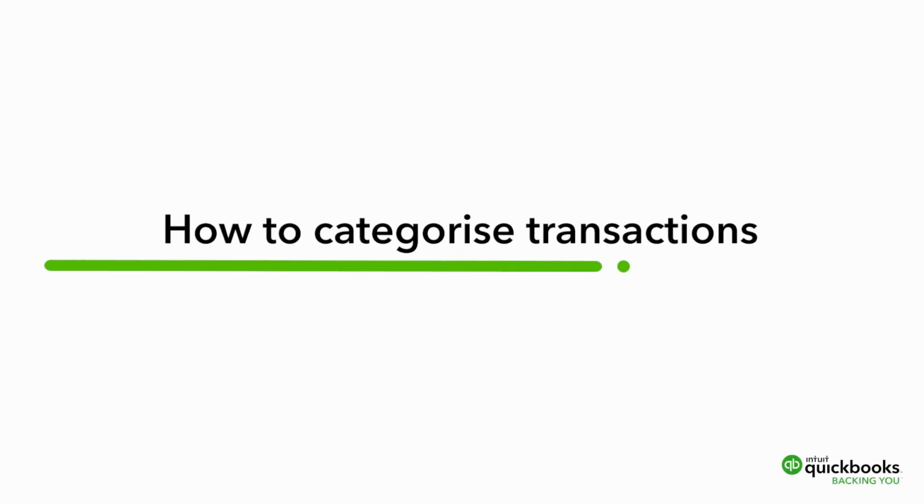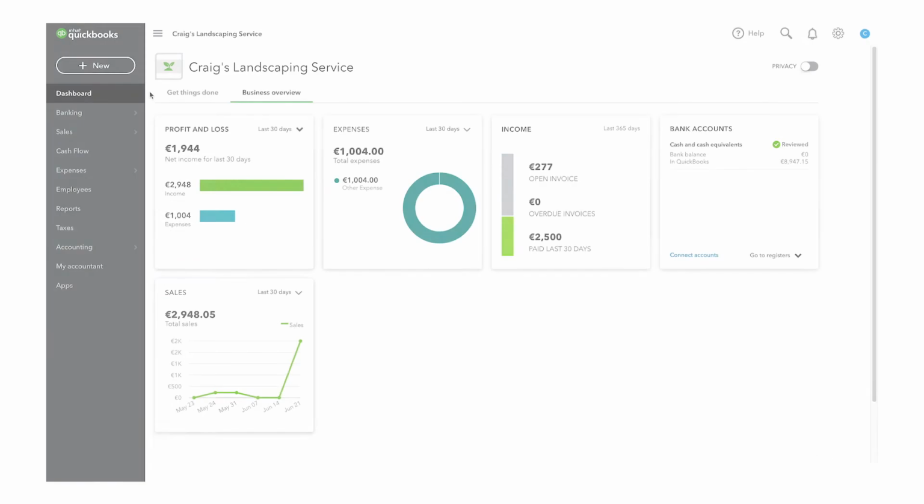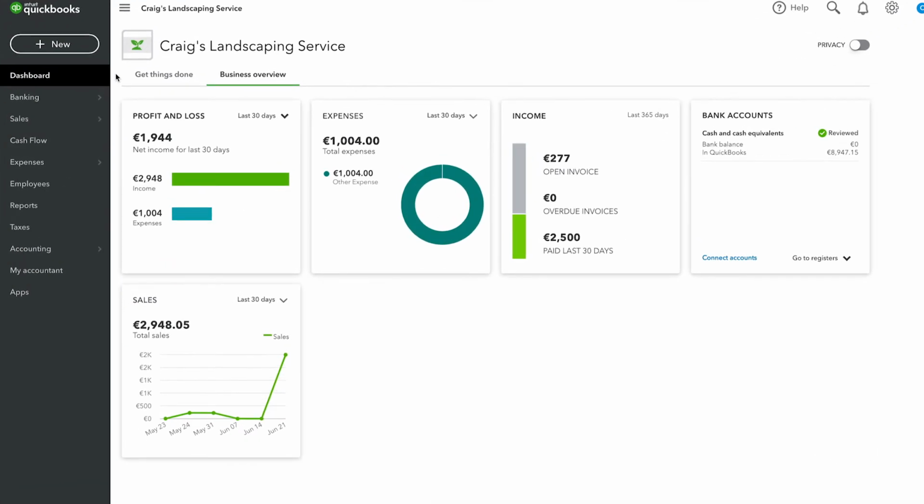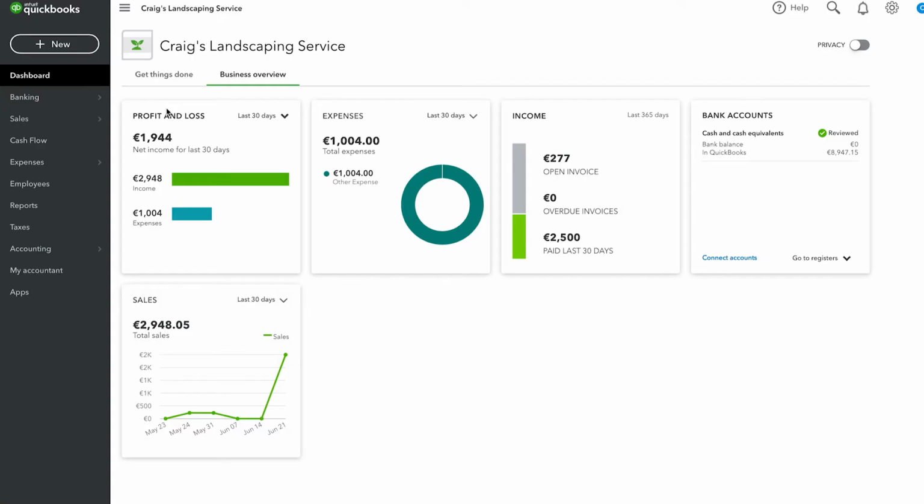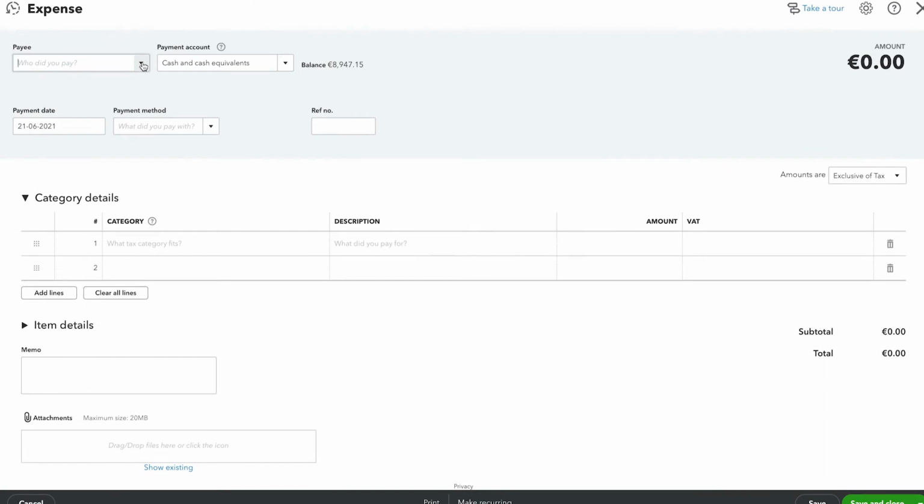Properly categorizing transactions is key for generating useful statements. Let's examine the process of categorizing a transaction on an expense form. Anytime you record a financial transaction into QuickBooks, you have to tell QuickBooks why you're receiving money or why you're spending money. And that's where categorization comes in.